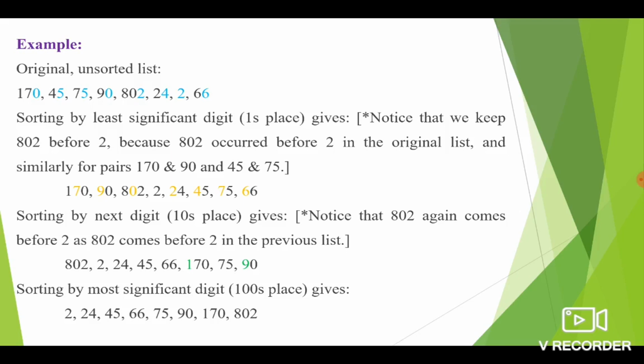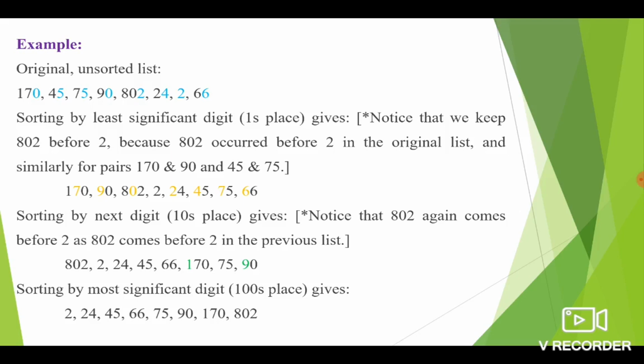The elements ending with 4. So I am having only one number, 24. So it is written. And I am searching for the elements that are ending with 5. So I am having two elements, 45 and 75, and they are written. Finally, only one number is there, 66, so it is written.